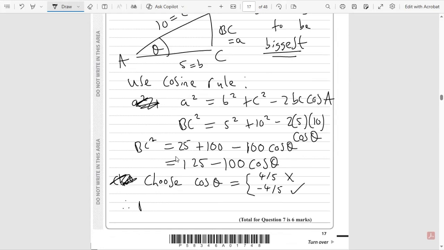So therefore, BC squared is 125 minus 100 multiplied by minus 4 over 5. And if we just work this out on the calculator, minus 4 over 5 times minus 100 and then plus 125 is, I've made a mistake on my calculator. Sorry, let me just do that again. 125. There we go. 205. So therefore, BC will be the square root of that. So BC is equal to the square root of 205.